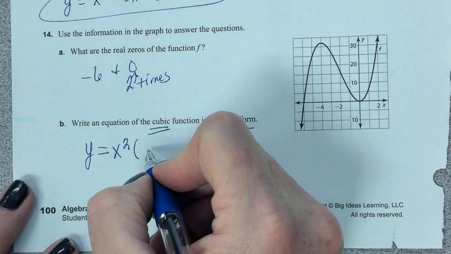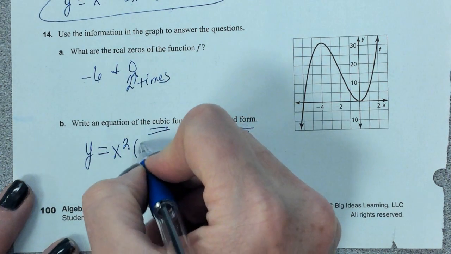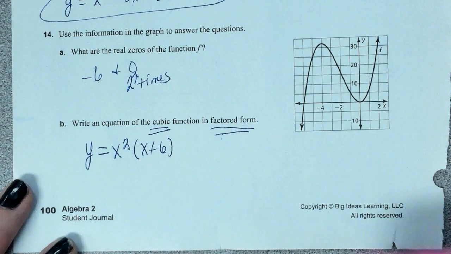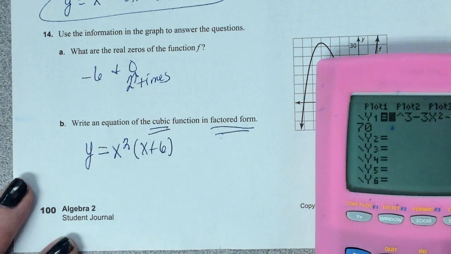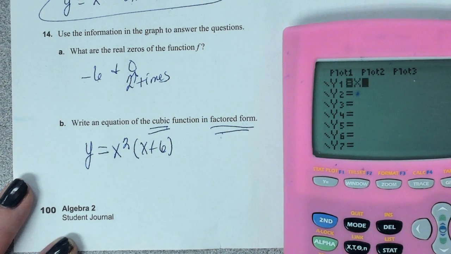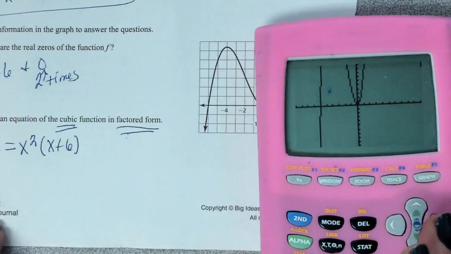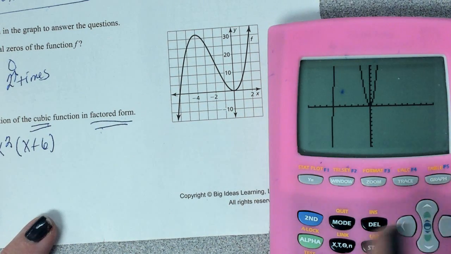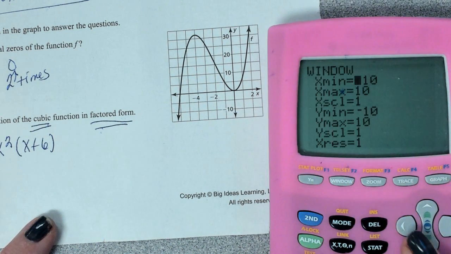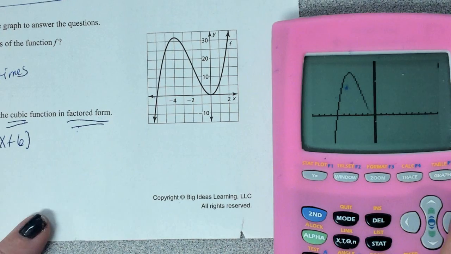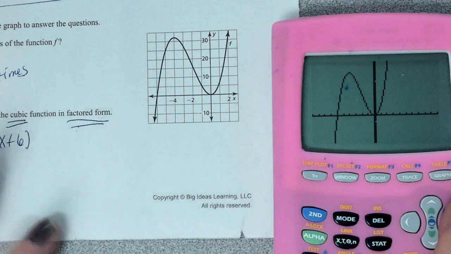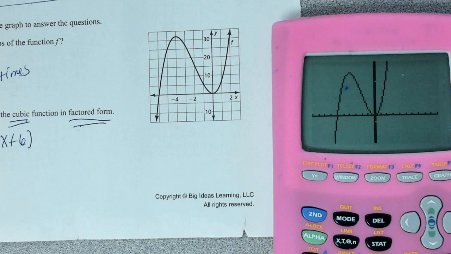Negative 6 is a 0. How do I write that as a factor? x plus 6. And then, just to double check, I would just type it in, x squared times x plus 6. And it should look exactly the same as that, and it does. It's just that their window's going from like -20 up to 40, about. So there we go. See how nice? We got it. Any questions?